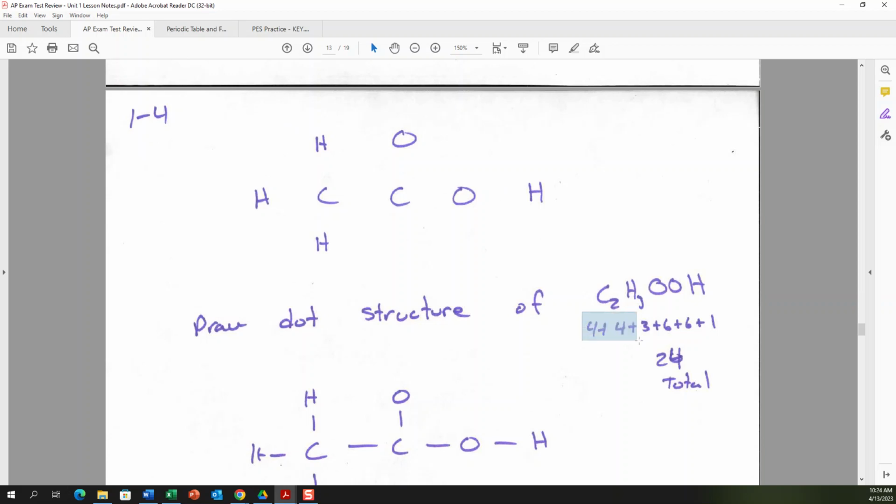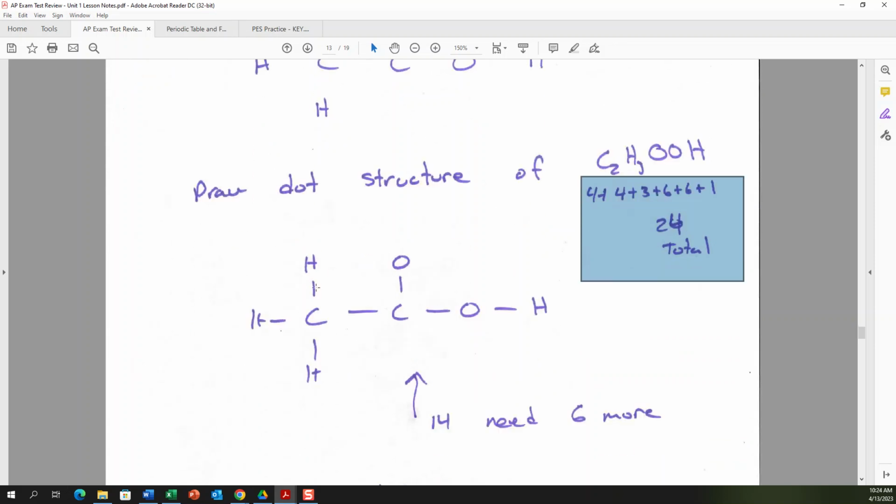you want to add up all the electrons. Remember, each carbon is bringing in 4 valence electrons, each oxygen is bringing in 6, each hydrogen is bringing in 1. So that adds up to 24 dots. You need to make sure you have 24 electrons representing the structure.